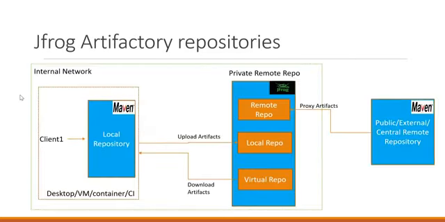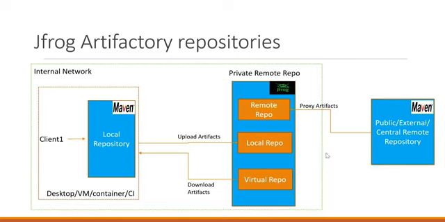Let us start. In the diagram, we can see the internal network within the organization. Here we have a client machine where the actual builds will happen, this block indicates a binary repository manager, and this block indicates the external repository or the public repository on the internet.